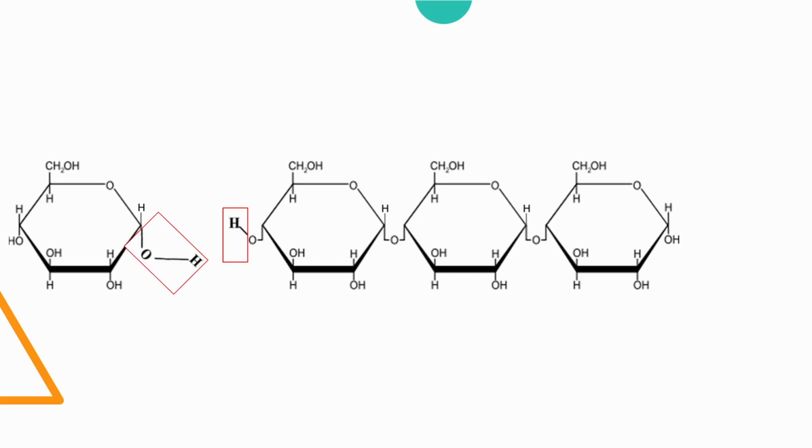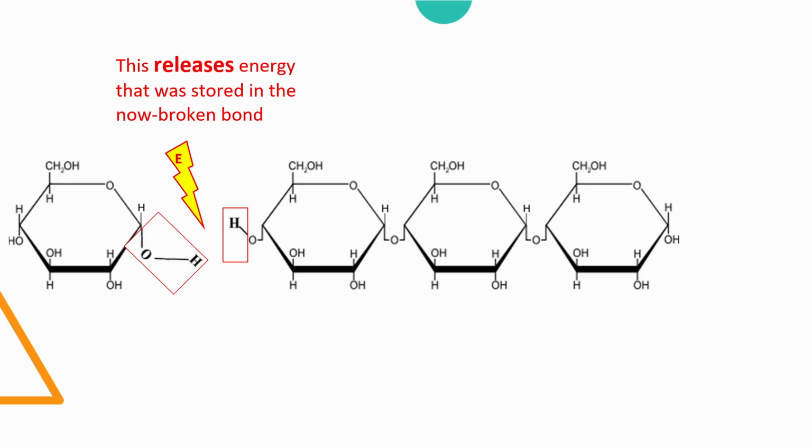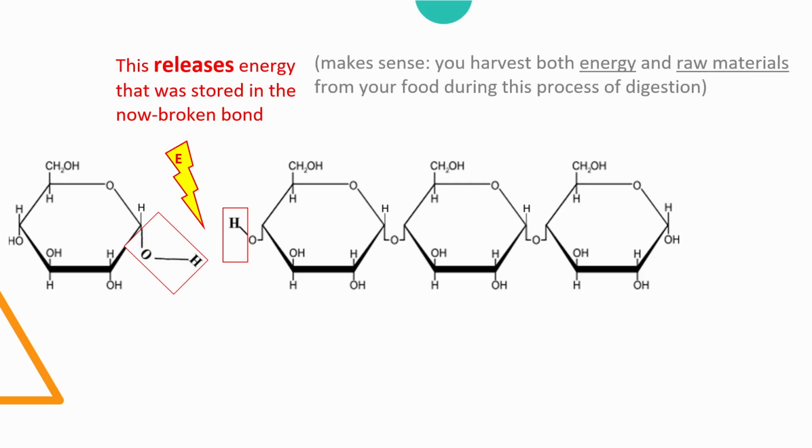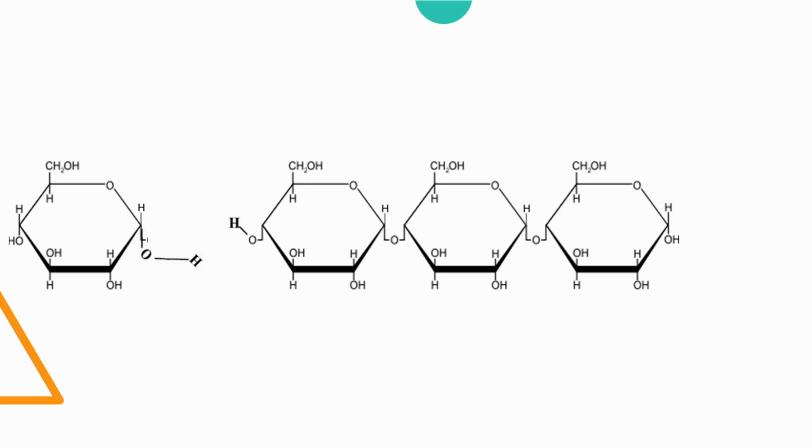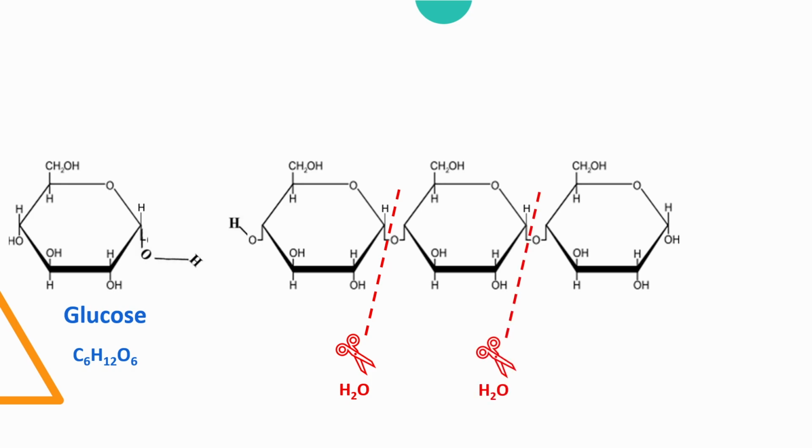When water broke the chemical bond, energy was released, some of which your cell can harvest to fuel work. I hope it makes sense that you get both energy and raw materials from your food. Digestion of complex carbohydrates like this four-ringed structure requires multiple cuts. One reaction for each bond that must be broken, and energy is released every time.